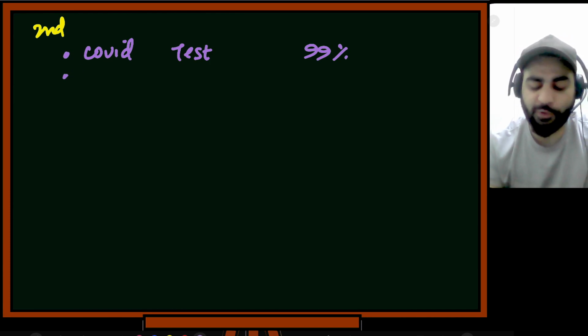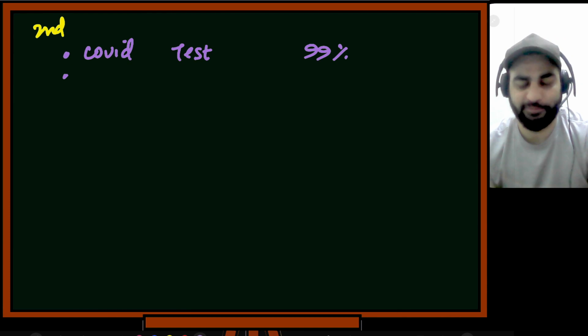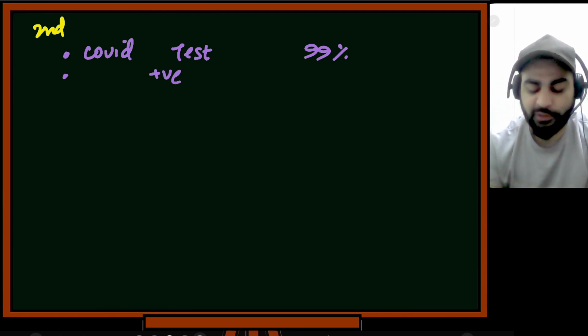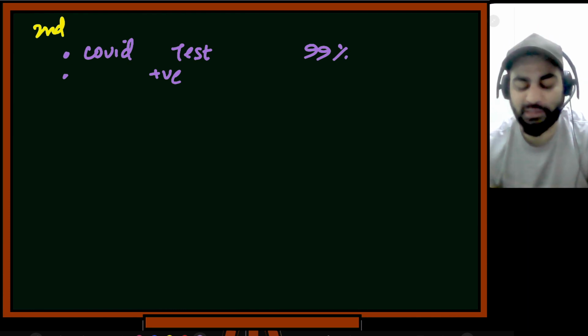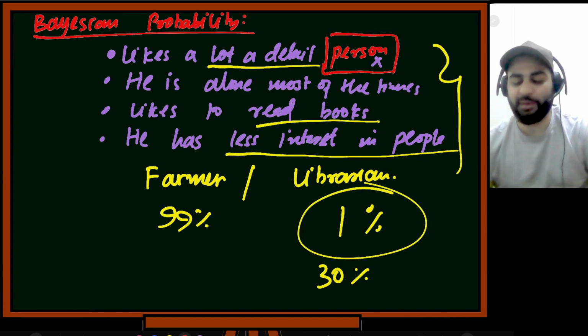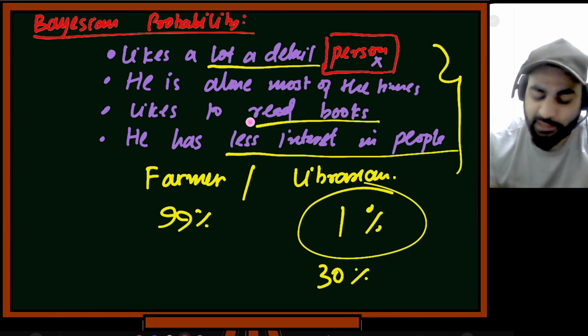Then let's suppose a person is tested for COVID and he gets the result as positive. So I'm asking you, how likely is it? What is the probability that the person will actually be COVID positive? That's the second question.